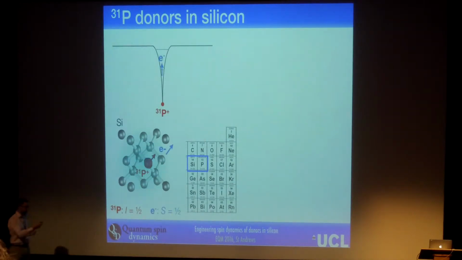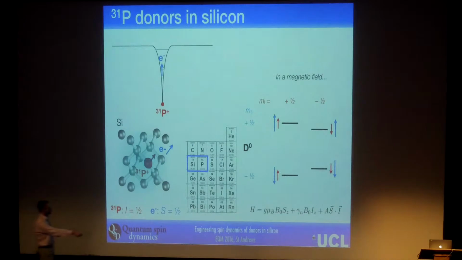We cool the system down so that this electron becomes bound to the donor. So now we have these two spins, the electron spin 1/2 coupled to the nuclear spin 1/2. This is the spin Hamiltonian. We have the Zeeman term for the electron spin, the Zeeman term for the nuclear spin, and then finally there's an isotropic hyperfine coupling between the electron and the nuclear spin.